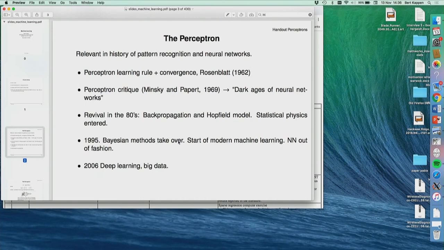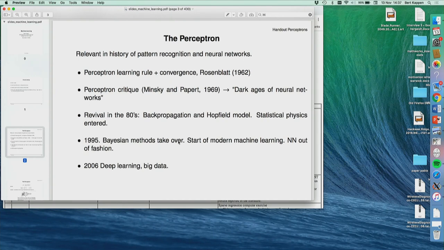Now, this very simple neural network was cooked up by Frank Rosenblatt in 1962. He was very excited about this, and he said, well, now we have a machine that can learn, and it can be intelligent, and it can reproduce itself, and all this kind of thing. He made a very, very wild statement about this very, very simple neural network consisting of one neuron.